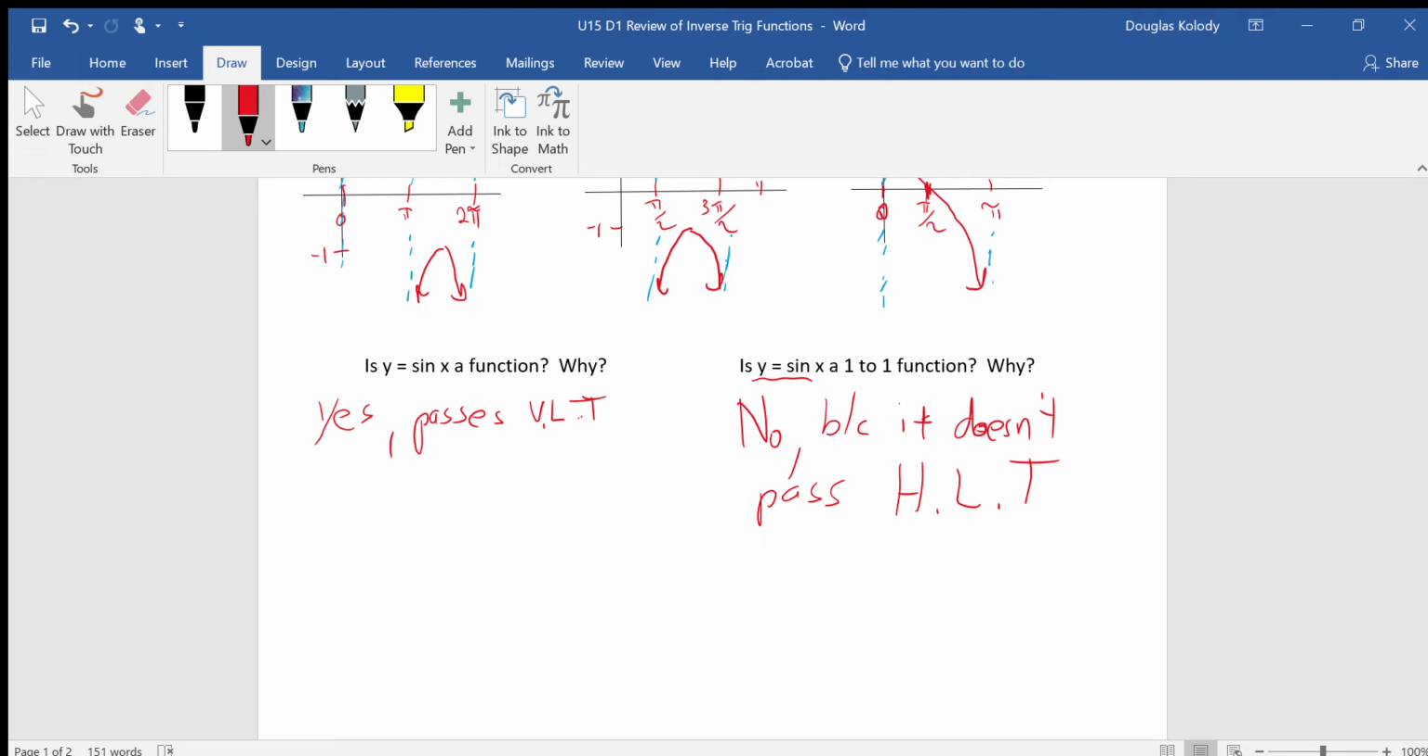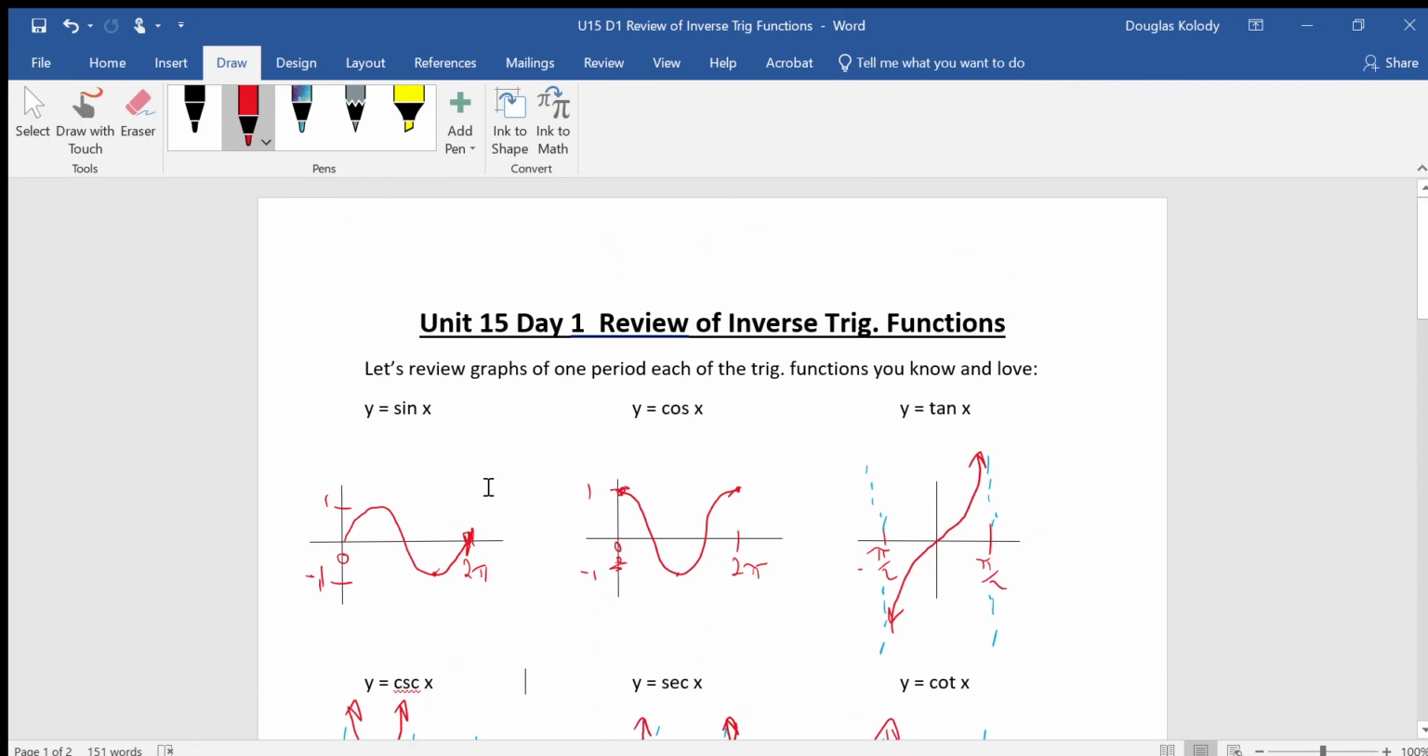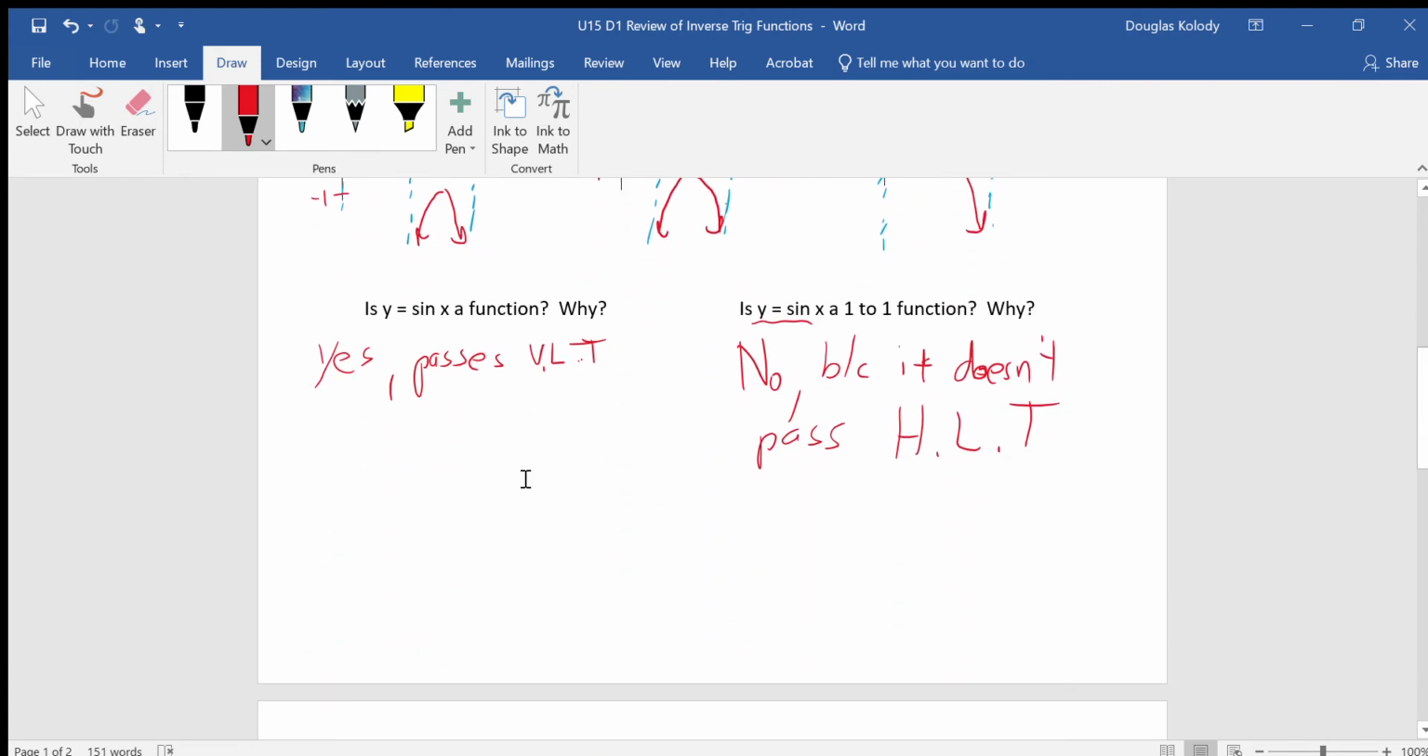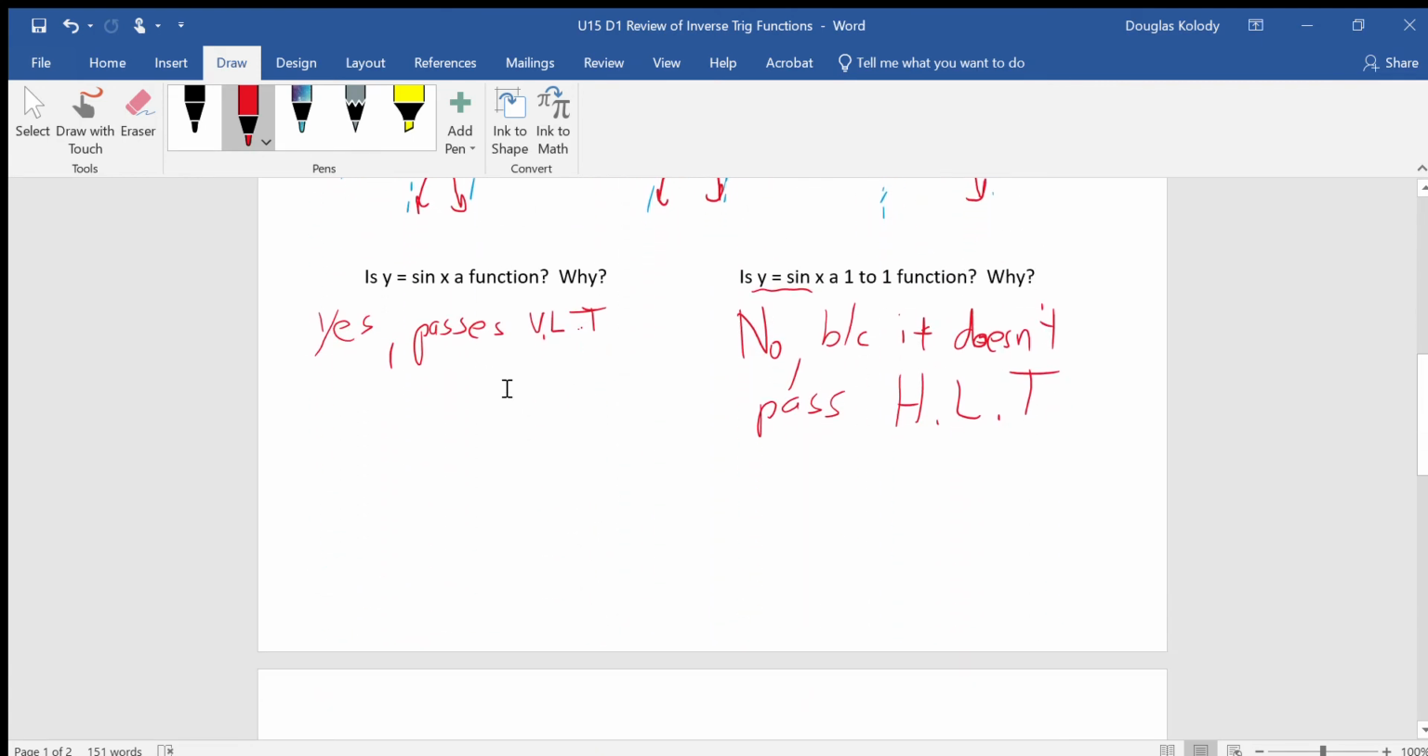Interestingly enough, because what happens when you take the inverse of a function, everybody? When you take the inverse of a function, x becomes y and y becomes x. In other words, the domain becomes the range and the range becomes the domain. And remember, this title is all about inverses. So in order for the inverse to be a function, not only does the original function have to be a function, but it has to be a one-to-one function.